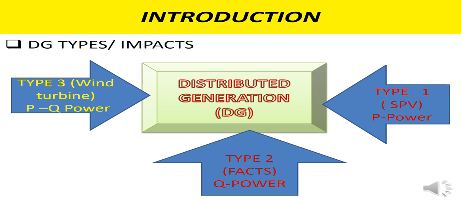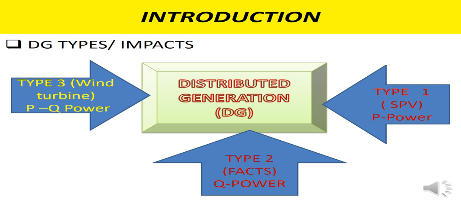Introduction. The impact of DG on distribution network is not only affected by the size and location of DG, but also affected by the types of DG. Here, there are three types of DG. Type 1 includes solar PV, microturbine, and fuel cells. This type of DG is capable of injecting real power into the network.